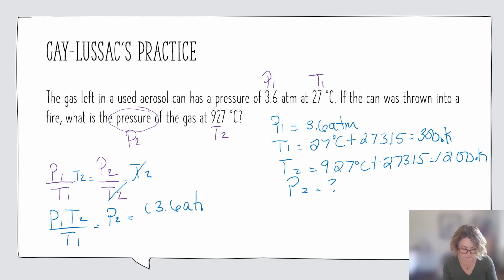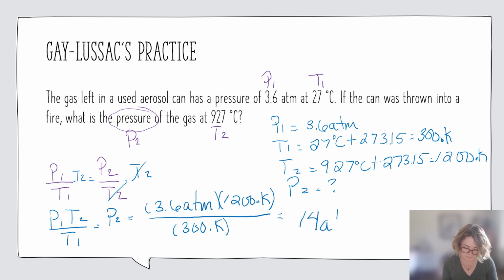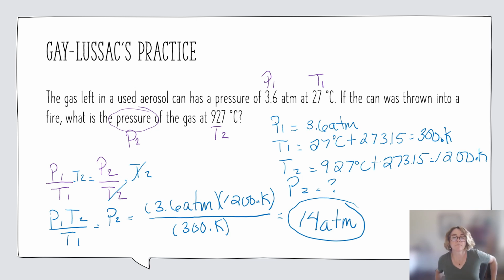So it's 3.6 atmospheres times 1200 Kelvin, all divided by 300 Kelvin. When I plug all of my values in, I get 14 atmospheres. I'm only allowed to keep 2 significant figures because of the 3.6 atmospheres. That only has 2 significant figures.